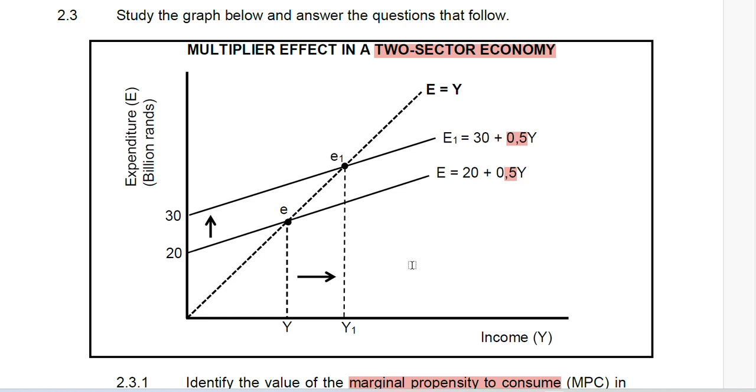Now, what do we see here? When there's a shift of the line, Y moves to Y1, and the first equilibrium moves to the second equilibrium. And in this line, E is equal to Y. So what do we mean? Expenditure is equal to income. I want you to keep this in mind because I'm not going to come back to this, but we are going back to answer the solution. We are going to look at the response that we have.